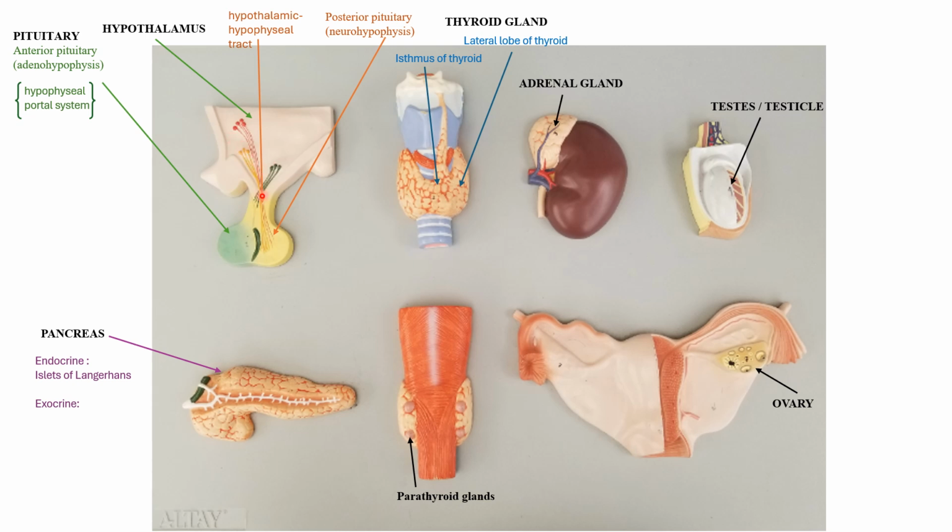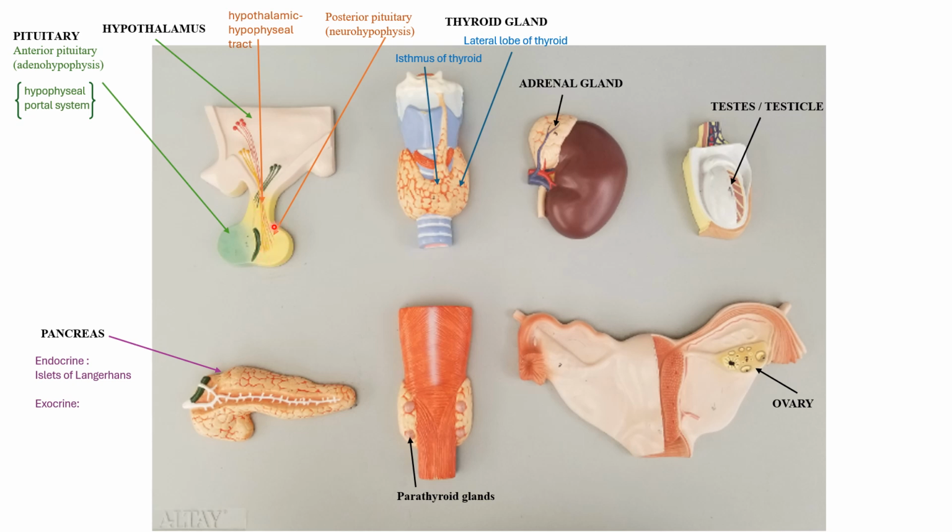Now let's look at this. The posterior pituitary gland is known as neurohypophysis because it is not a true gland. The hormones it contains are actually synthesized in the hypothalamus. In the hypothalamus, we have supraoptic and paraventricular nuclei. These nuclei synthesize oxytocin and ADH, and these hormones, they travel down these nerve axons and they are stored in the posterior pituitary.